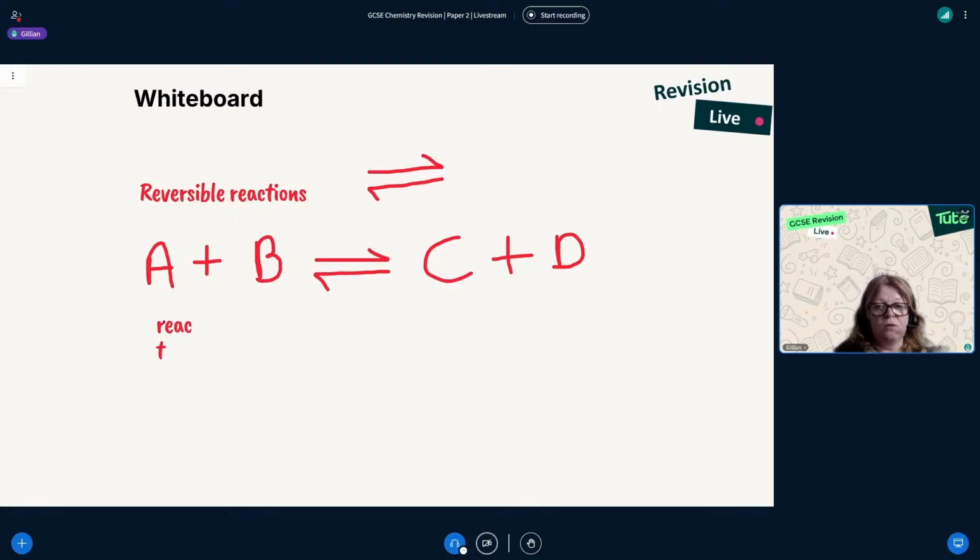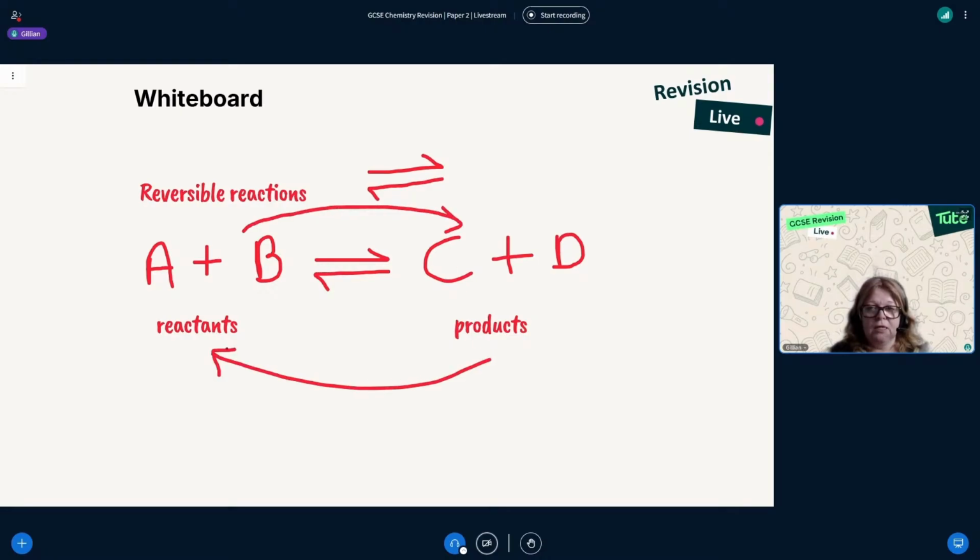So this is the symbol that we use to represent a reversible reaction. So A and B will be my reactants, and C and D will be my products. So in a reversible reaction, A and B will react to form C and D. But then those products can then reform the reactants. Okay, so this is a chemical reaction that can go forwards and backwards.